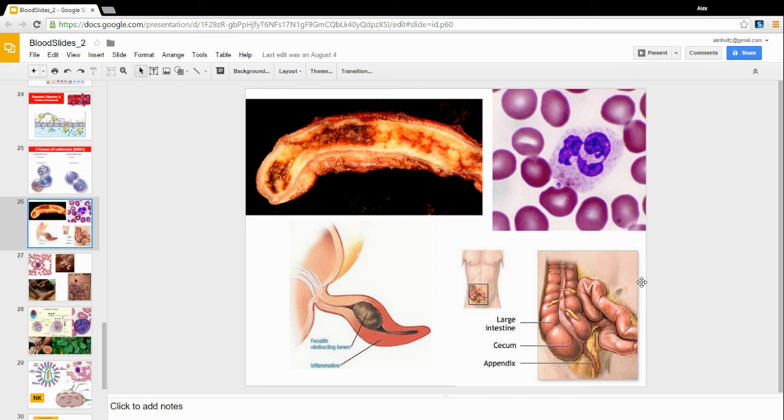So if you had appendicitis, if some poop blocked the opening to the appendix and bacteria built up, and you got appendicitis, and the appendix got inflamed, neutrophil numbers would rise like crazy to deal with it. So neutrophils are very phagocytic. They are bacteria killers, roughly 60% of your circulating white blood cells.